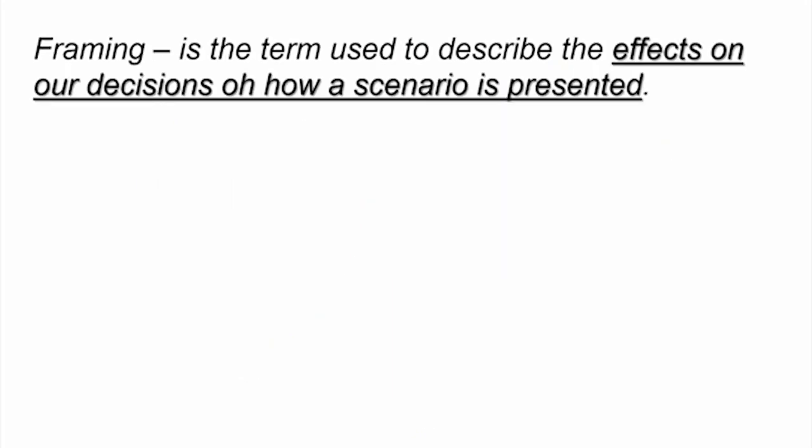So, let us look at something called framing. Framing is the term used to describe the effects on our decisions of how a scenario is presented. Let us say an option is given to you and the presentation of the option is reworded. A decision has to be made, and certain alternatives come up. These alternatives can be framed in a gain frame, where everything is certain, or in a loss frame, where everything is uncertain in nature. In those cases, people tend to reverse their preference.